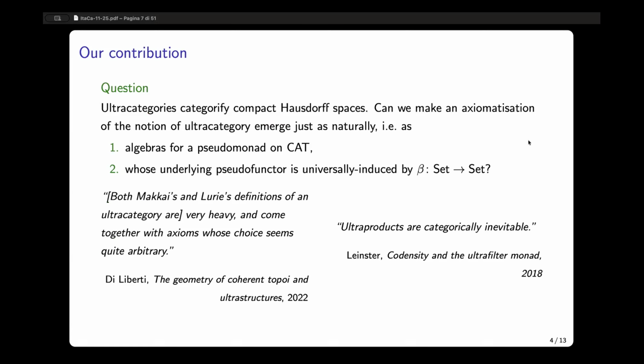and I'm quoting here, a remark by Ivan: the choice of axioms that define ultracategories in Makkai, but also in Lurie, it works to obtain the theorems that we care about in the theory of ultracategories, but it feels quite arbitrary, and it is also very heavy. But there's also this other quote by Tom Leinster that I want to mention, which is: ultraproducts are categorically inevitable, as in they emerge universally just by the inclusion of finite sets into sets. So can we make ultracategories emerge also in a categorically inevitable way?